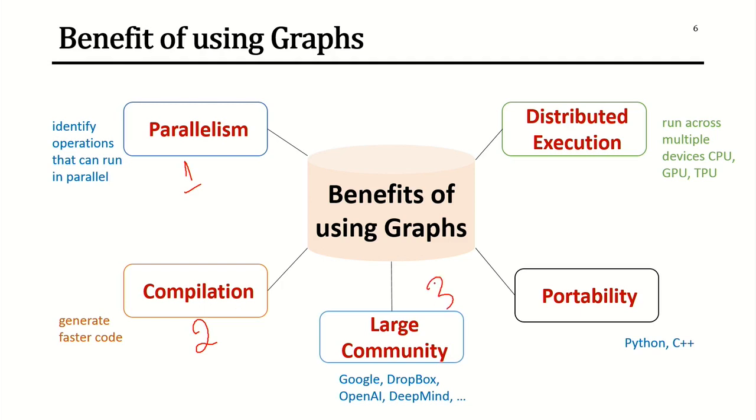Thirdly, it has large community support. Many large companies use TensorFlow, such as Google, Dropbox, OpenAI, DeepMind, and so on. Fourth, it gives us portability, which means that we can implement it using either Python or C++ programming language. Last but not least, the main benefit of using the graph is that it provides distributed execution, which means that we can run the system across multiple devices or multiple specifications such as CPU or GPU. It can work as well.